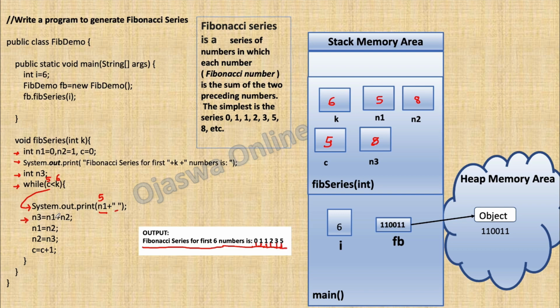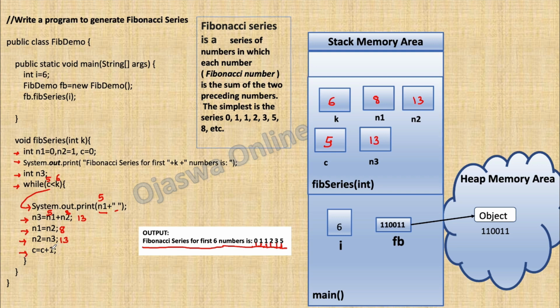Next is n3 equal to n1 plus n2. So value of n1 is 5 and value of n2 is 8. So value of n3 is 13. So inside the memory, value of n3 is 13. Next statement is n1 equal to n2. So value of n2 is 8. So inside the memory, value of n1 becomes 8. Next statement is n2 equal to n3. Value of n3 is 13. Hence inside the memory, value of n2 becomes 13.